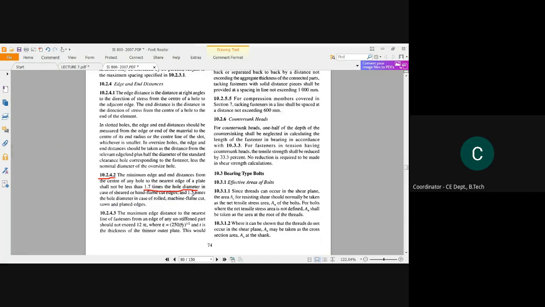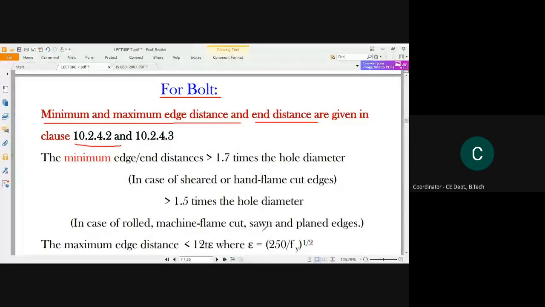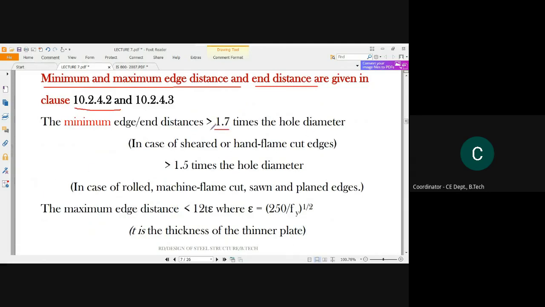So 1.7 and 1.5 times are for the individual specification of the manufacturing of the bolt. This has been classified according to the manufacturing. We will mention this during the problem solution cases. Which one will we have to consider? In most cases 1.7 is considered, and in some cases 1.5 is also considered.